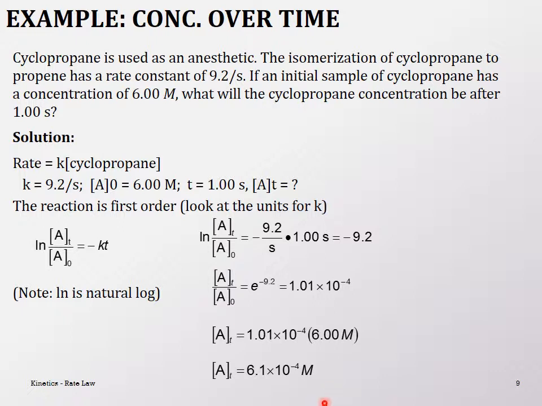So you can see that within 1 second, so much of the cyclopropane has been consumed. 10 to the negative 4 is like 0.0001, so going from 6 molar to 0.0006. That is a lot of reaction happening in 1 second, and that has to do with the rate constant. This is what we calculated from the order of reaction. Once we know the order of reaction, then we can do all of this other stuff. So you can see how everything is connected.